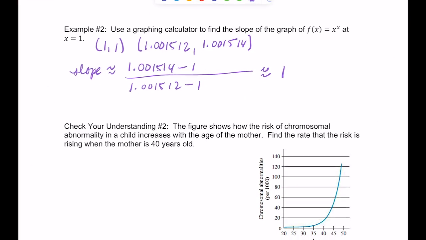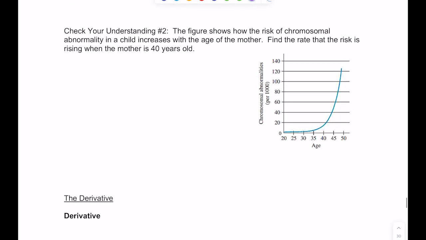Okay, now if we were to figure out the tangent line to that graph at that point, you would see that the line would pass through in exactly one place on that curve and have a slope of 1. At this point, you can pause the video and try the next problem on your own, and then let's talk about derivatives.